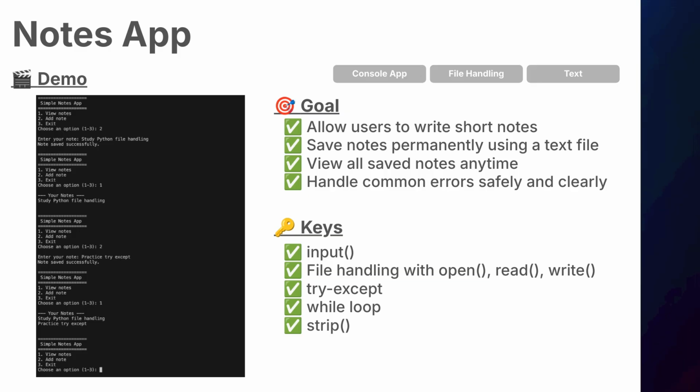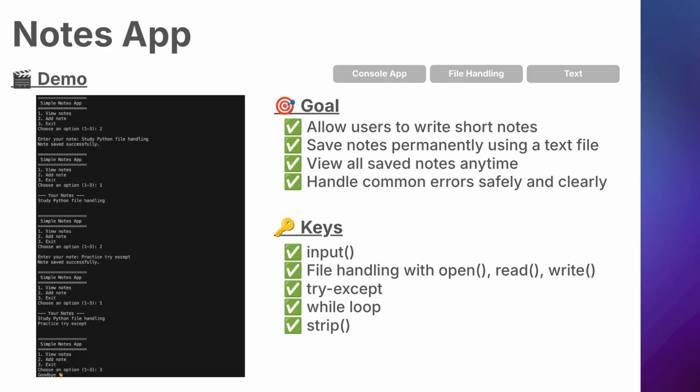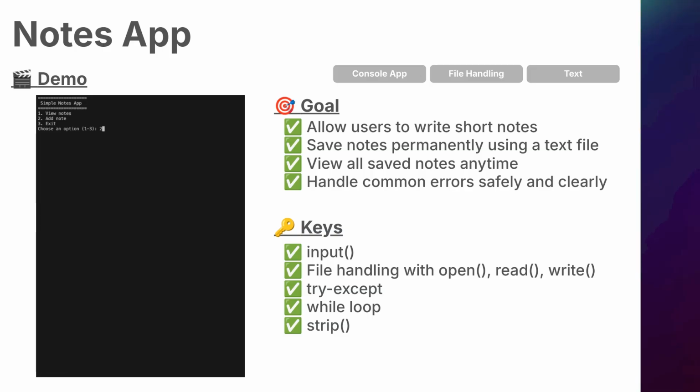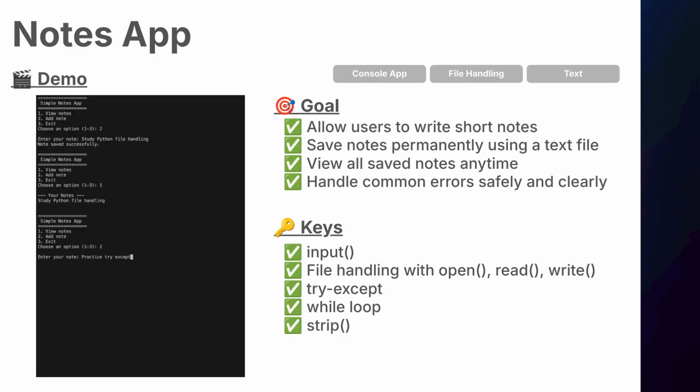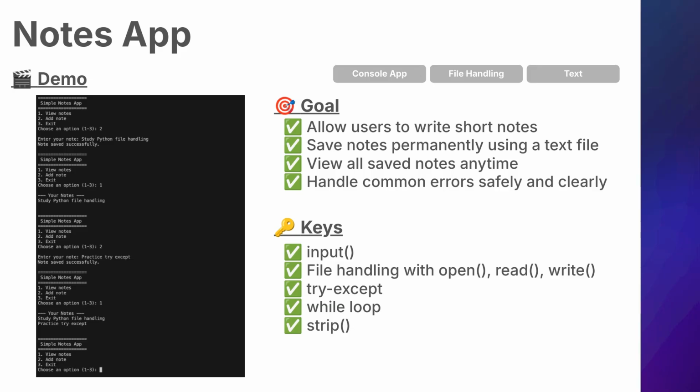You'll use input to get information from the user, variables to store data, and a while loop to keep the menu running until the user decides to exit. You'll also learn how file handling works, how to read and write text data, and how try except helps your program handle errors safely instead of crashing. This is a great beginner project because it shows how small pieces of Python come together to form a complete usable application. You're not just learning syntax, you're building something real. In the next step, we'll walk through the program logic step by step and see exactly how each part works together.